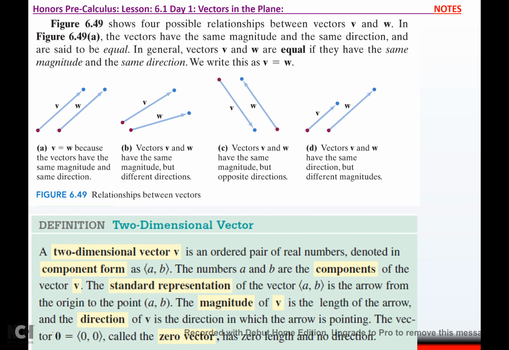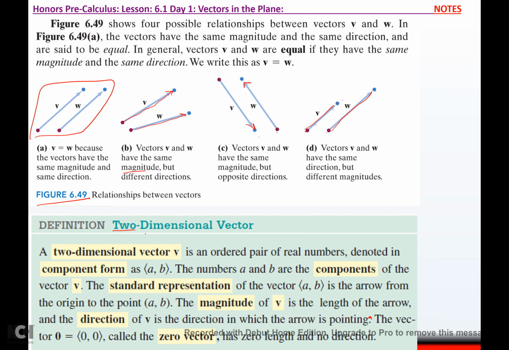All right, figure 6.49 down here shows 4 possible relationships between vectors V and W. In A, the vectors have the same magnitude, they're the same length, and the same direction. So we would call these equal vectors. For B, vectors V and W have the same magnitude, in other words, they're the same length, but they're different directions. V is heading this way, W is slightly lower. In C, V and W have the same magnitude, in other words, the same length, but they have opposite directions. And then for D, they can have the same direction, but have different magnitudes. In other words, be different lengths.